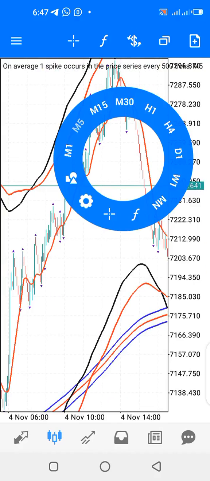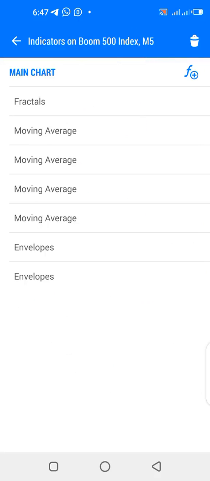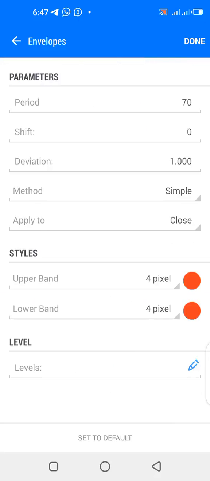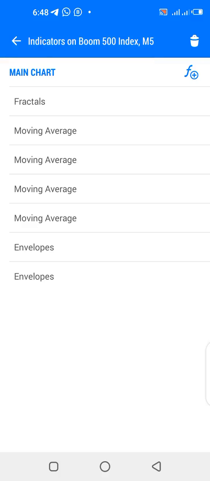Now lastly, on the indicator settings, I have envelopes, 70 period. The initial one is 50 period, but this remaining envelope is 70 period, and the deviation is 1.0. The method is simple, apply to close, and the upper band is colored red, the lower band is colored red. Now let's go to the chart.